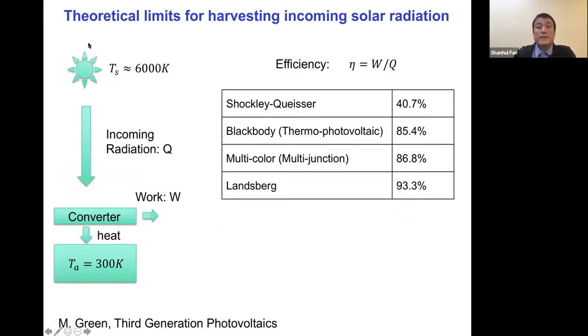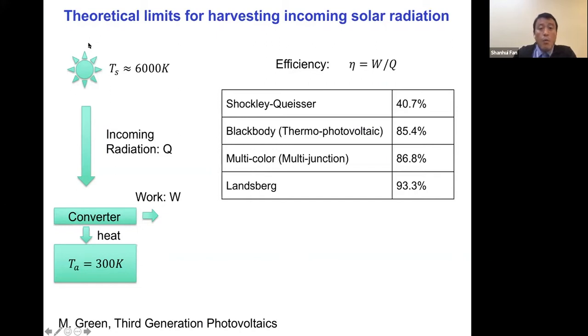This question, in fact, has a very strong connection to the large body of theoretical work seeking to understand the theoretical limits for harvesting incoming solar radiation. So in harvesting incoming solar radiation, one imagines a converter maintained at the ambient temperature of 300 Kelvin and facing the sun. And depending on the type of converter that one uses, there are a large number of different theoretical limits, as summarized by this very influential book by Professor Martin Green. These efficiency limits range from, for example, the Shockley-Queisser limit, which is applicable to a single junction solar cell at around 40%, all the way to the Landsberg limit, which is the ultimate limit at 93%.